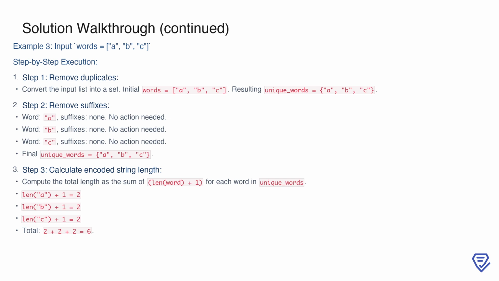In the third example, the input is a simple list of single-character words, words = ["A", "B", "C"]. After converting this list into a set, we obtain unique_words = {"A", "B", "C"}. Since each word is a single character, none of them can be a suffix of another. Thus, no words are removed during the suffix removal step, and the set remains unique_words = {"A", "B", "C"}. We then proceed to calculate the encoded length.